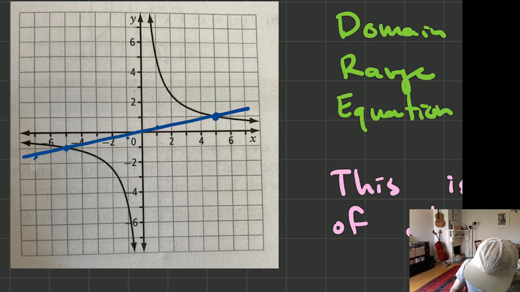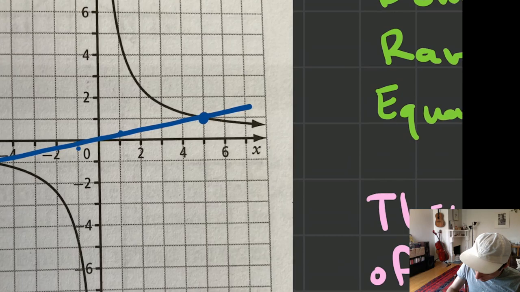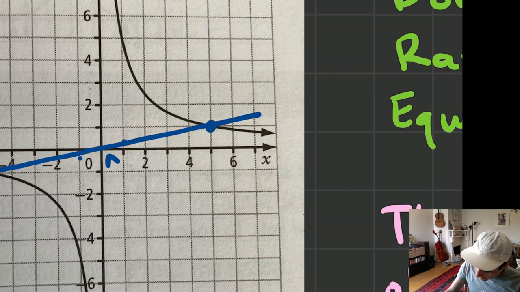Okay, beautiful. So there's my graph of the original function that I took the reciprocal of. And let's see here. What's going on? Well, I can see here that the y-intercept is at zero. So zero, zero is my y-intercept.